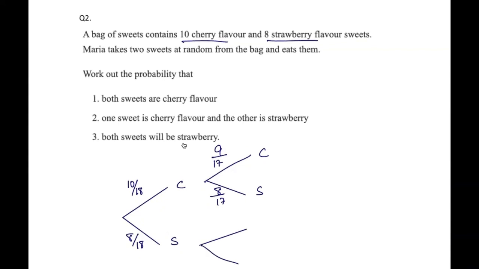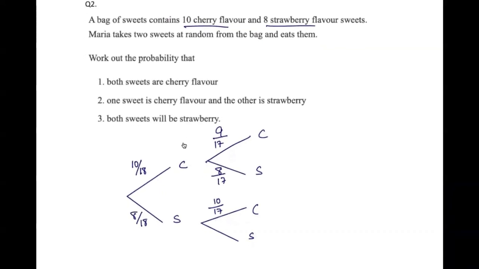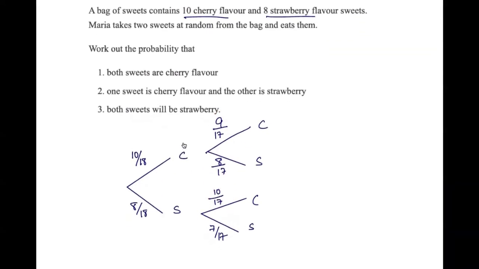Similarly, the second branch is going to be 10 out of 17, and 7 out of 17. Please remember that adding these two will always give 1. Adding these two must give 1. Okay. Now, you have drawn the tree diagram.